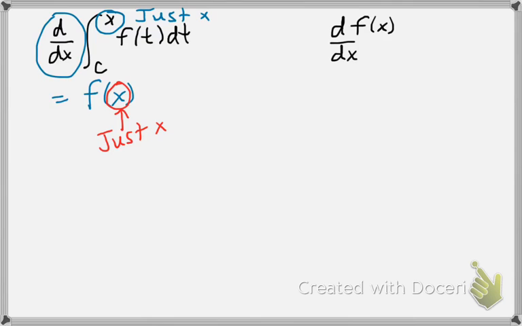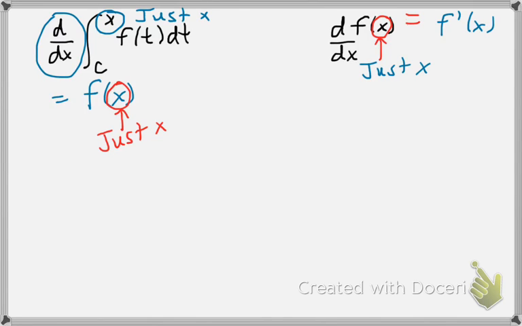Just like when you take the derivative of f of x, and that's just x, then you just get f prime of x. There's no need for the chain rule if that's just x.